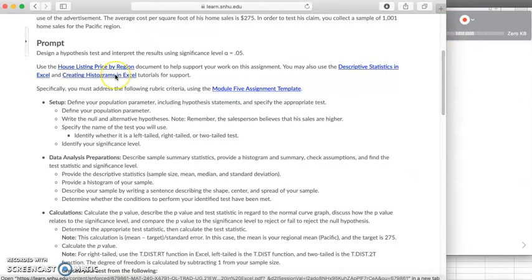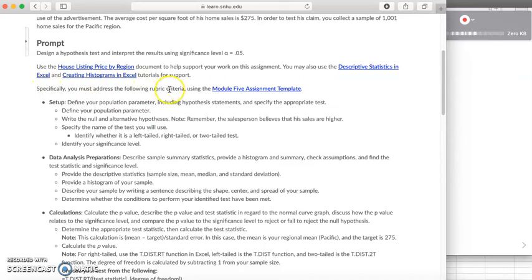Design a hypothesis test and interpret the results using a level of significance alpha equals 0.05. Here we have our house listing price by region. This one has it where each of the tabs is broken up into region. To help support your work on this assignment, you may also use descriptive statistics in Excel and creating histograms in Excel tutorials. Those are just general tutorials. We'll go through a little bit of detail in Excel for our specific assignment.